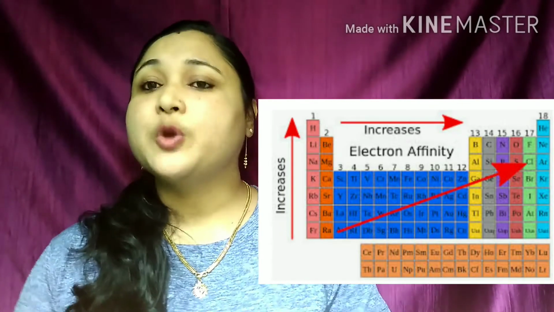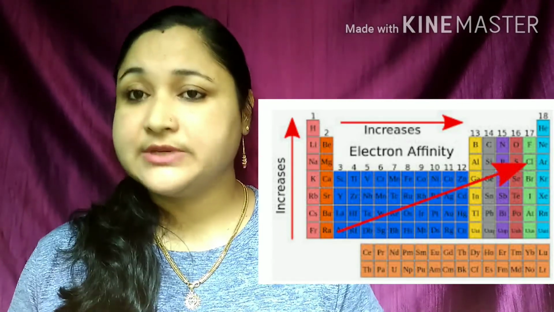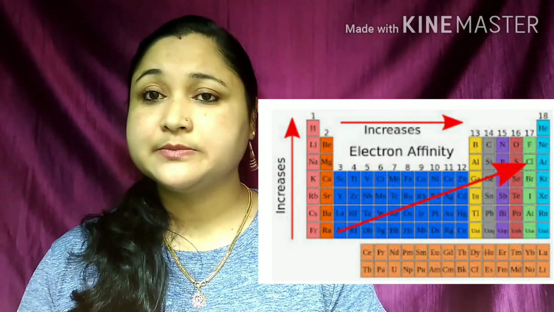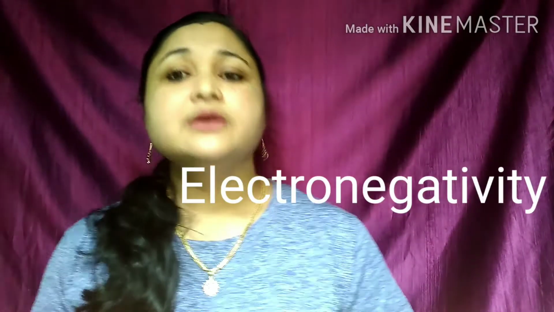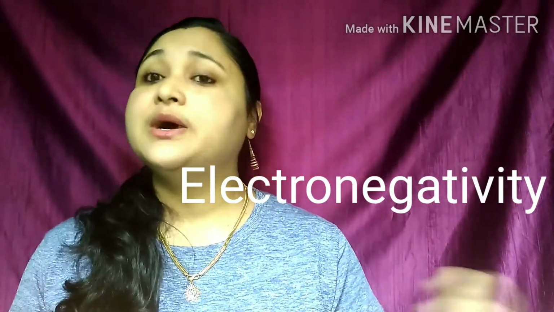Now the next property is electronegativity. What is electronegativity? There are some atoms which are bonded to other atoms.